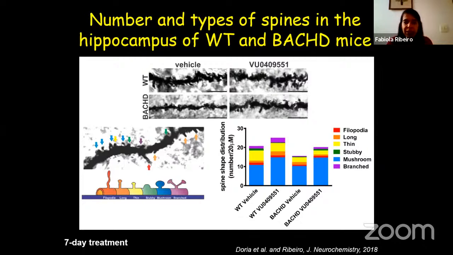And when we look at the type of spines, we can observe that VU551 has quite a striking effect on mushroom type of spines. So here is the blue bar in this graph. And we can see that in both wild type and BACHD mice, we see an increase in the number of mushroom spines.